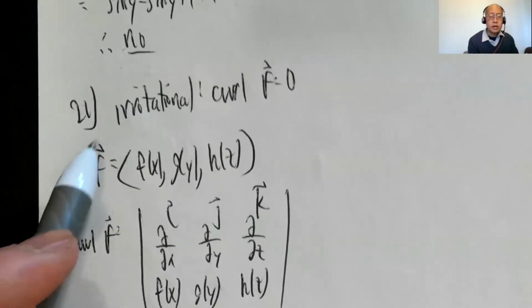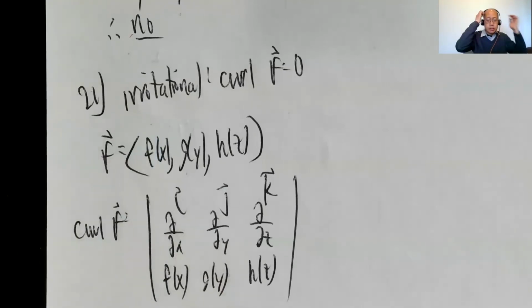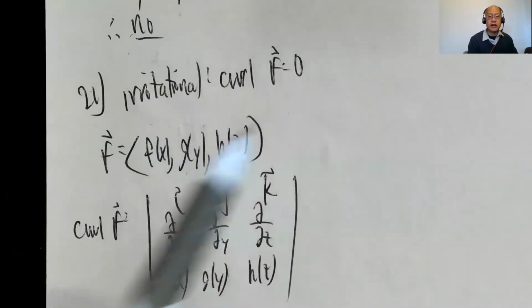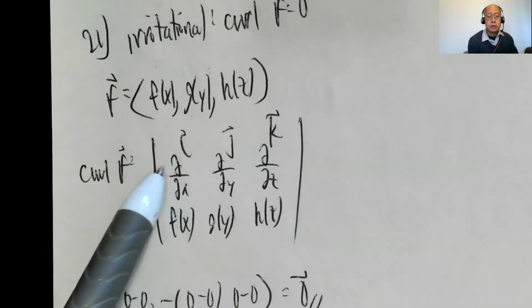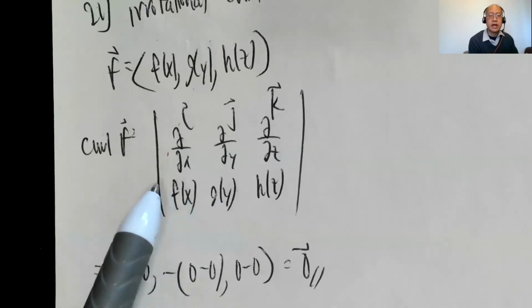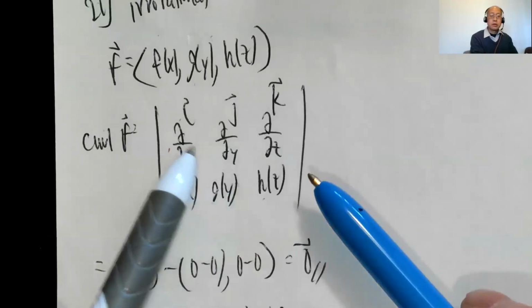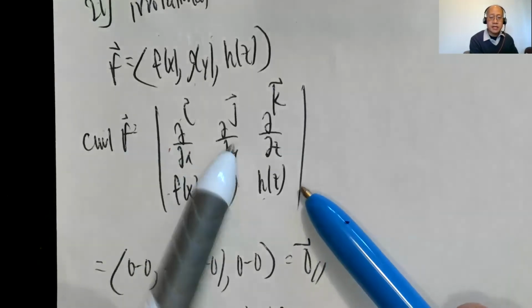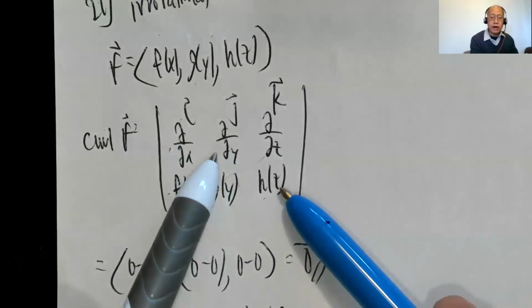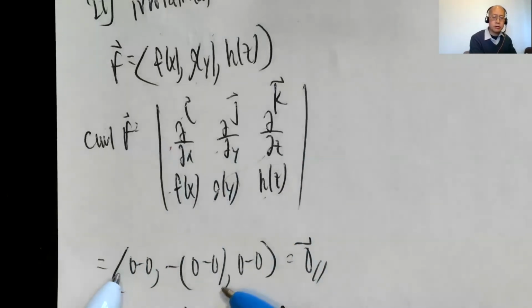Okay, and finally 21, show that anything that looks like this is irrotational. Irrotational means curl of f is equal to the 0 vector. Okay, so curl f is ijk, partial with respect to x, y, z, f of x, g of y, h of z. And that's easy. So curl f i component is that minus that. Partial with respect to y, there is no y, so that's 0. Minus the partial with respect to z, there is no z, so that's 0.